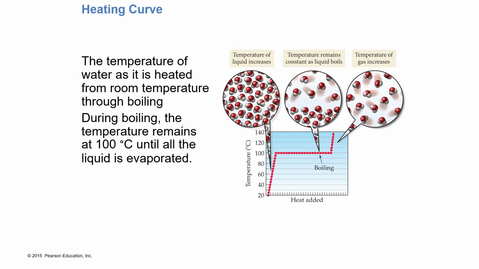So the temperature of water as it's heated from room temperature through boiling, you can see here. So this is liquid water, it goes up to boiling. Once it starts boiling, it will remain at a constant temperature. And then as you continue to add heat, you'll see that gaseous stage, and when it's in the gas and all of the liquid has evaporated and all the liquid is done boiling, then you can start increasing the temperature of that gas.